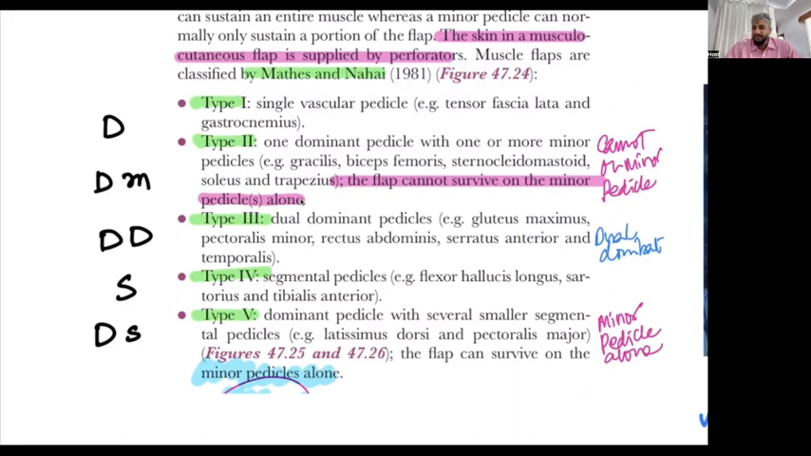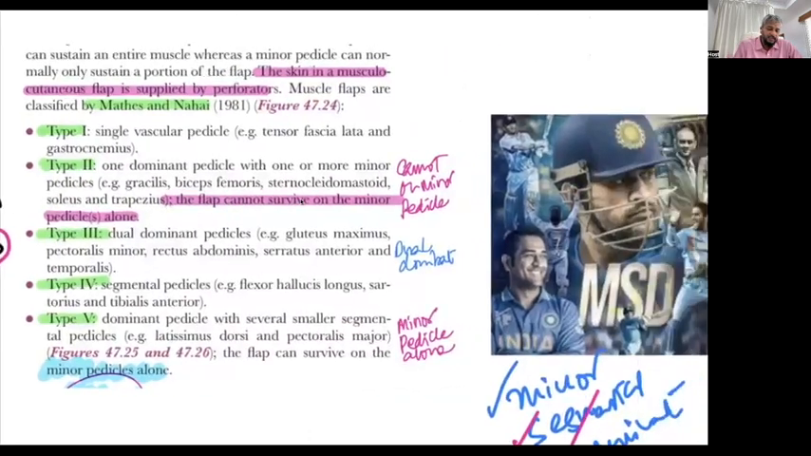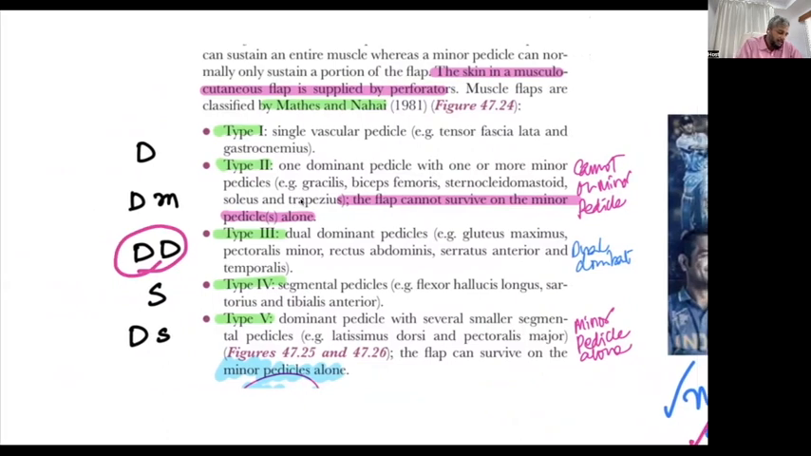And type 3 is like wife and husband, DD, you can see here, co-dominant. So two Ds, that is dual dominant. Type 4, it is easy to remember. Try to remember the numeral 4. You are segmenting the numeric 4. So that is how you can remember. Four numeric is segmented, so type 4 is segmental. And type 5 is 4 plus 1, that is dominant and also segmental.